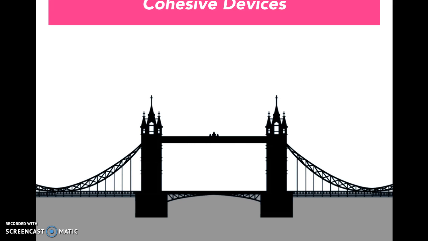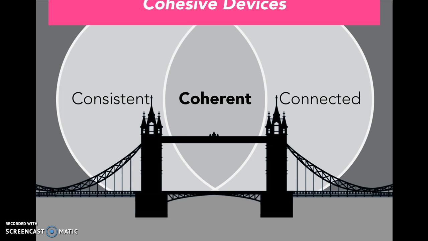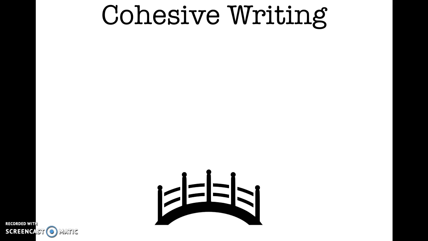Well, first of all, we have to introduce what cohesive devices are. They make your writing a little bit more connected, more coherent, and more consistent. Let's have a look at what I mean. First of all, how do we make our writing more cohesive is a question that we are going to try to answer in this presentation.